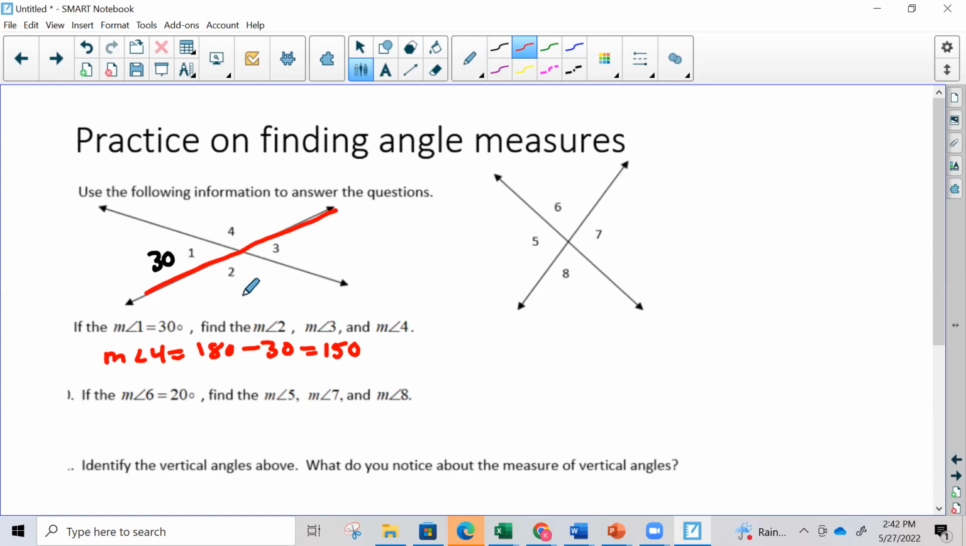The measure of angle 2 would be the exact same thing. We would just be using this line here. And so 1 and 2 make this straight angle. So the measure of angle 2 would be the same thing. 180 minus 30, which is 150. Okay, and then let's fill those in. So this is 150, this is 150.